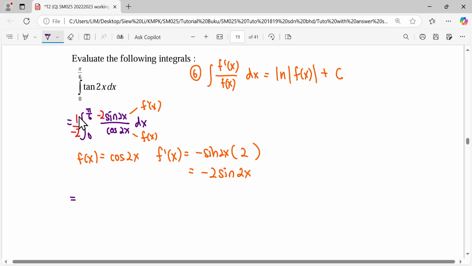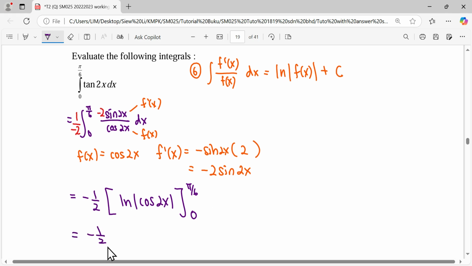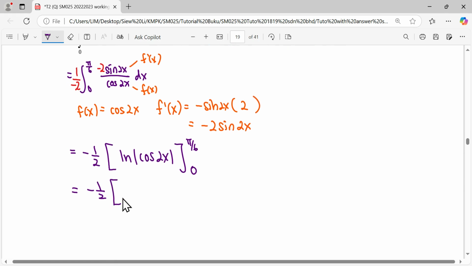So the coefficient, when we divide by negative 2, is negative 1 over 2. And inside, the integral of f prime x over fx gives you ln of the function, which is cos 2x, with upper limit pi over 6 and lower limit 0. This is a definite integral, so we don't need plus c. What we need to do next is substitute upper limit minus lower limit, which is ln cos pi over 6 minus ln cos 0.